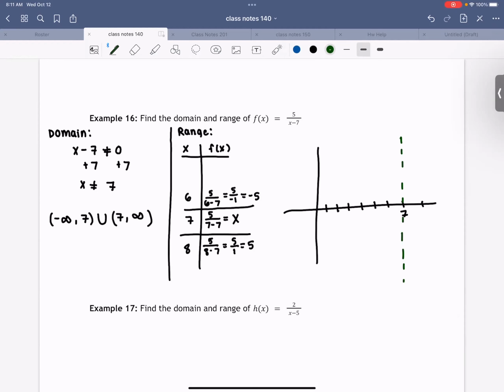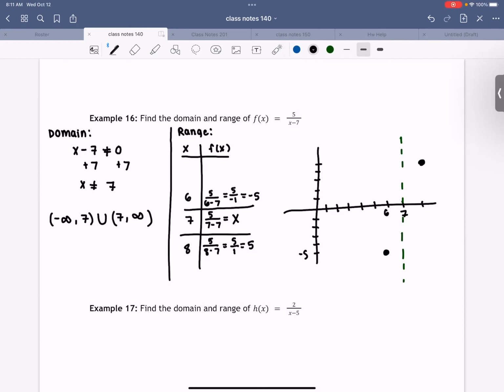Now later on, we're going to deal with drawing this in a more intelligent way than what I'm doing here. So bear with me as we go on. Looks like we have a point at 6, -5. So 6, 1, 2, 3, 4, 5, -5. We've got a point here. And at 8, let's see, we got 1, 2, 3, 4, 5. Looks like we have a point here.